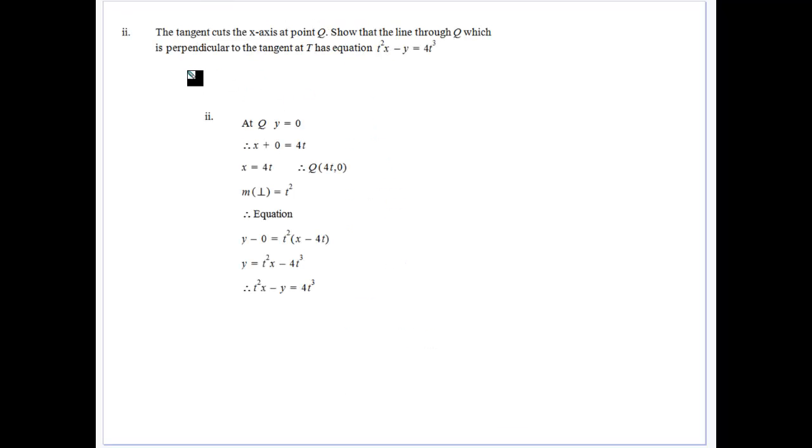The next part wants us to show that the tangent cuts off the x-axis at the point Q, and so it does, and then to show the line through Q perpendicular to the tangent has that equation. So at Q we get y equal to 0, obviously, so the point it goes through is (4t, 0), and our equation of that line will require us to get the perpendicular gradient, so t squared, and then we can put that in and expand our right hand side out to give us our equation as we require.